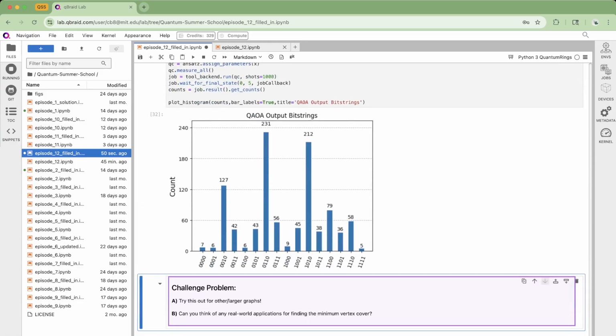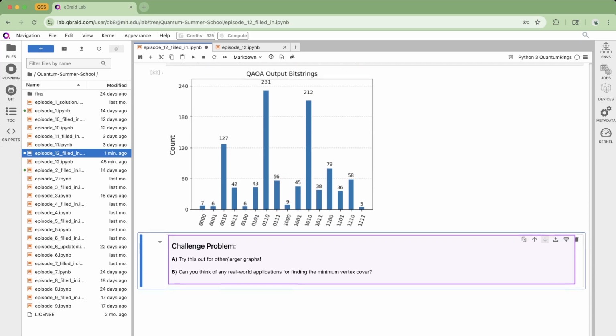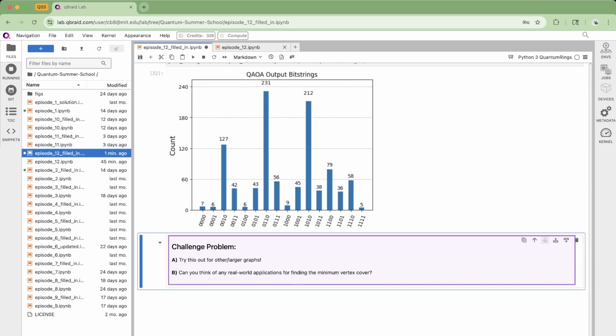Okay, so our most measured bit strings were 0, 1, 1, 0 and 1, 0, 1, 0, which is what we wanted to measure. So that's excellent. I would encourage you to try this out for other larger graphs, and also see if you can think of any real-world applications for finding the minimum vertex cover of a graph.